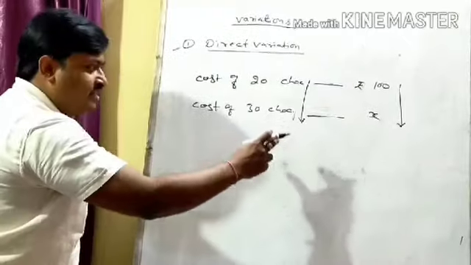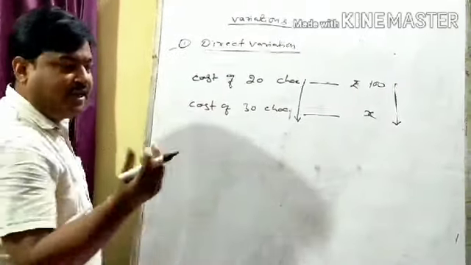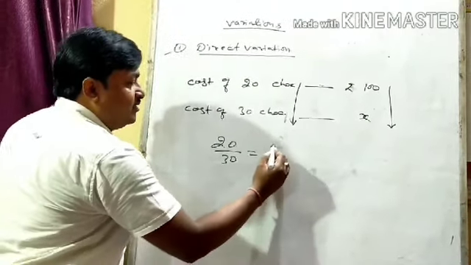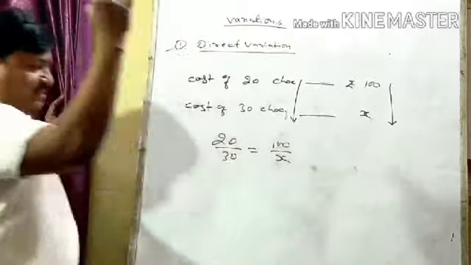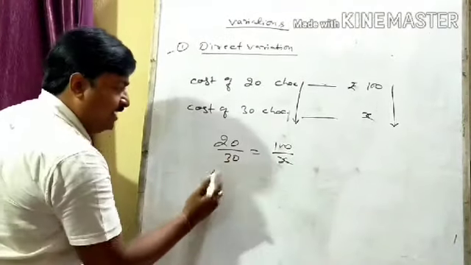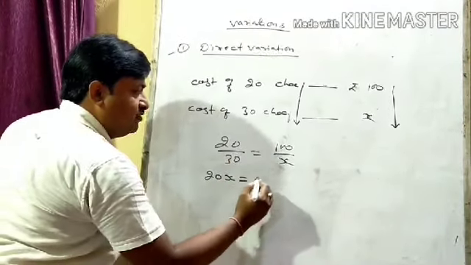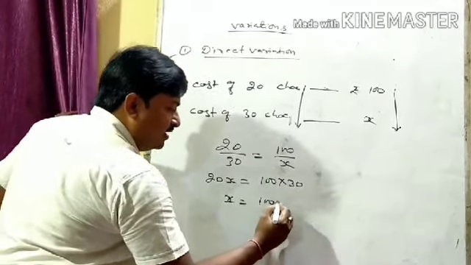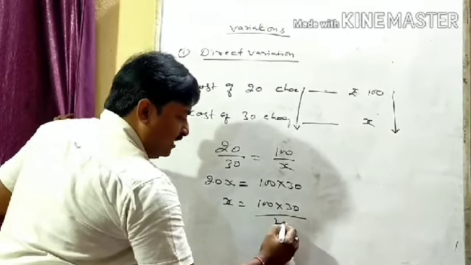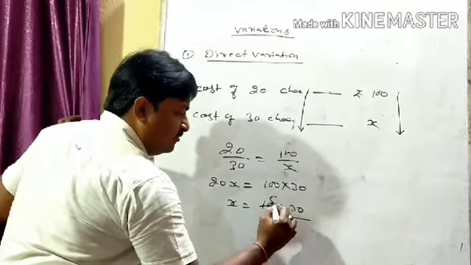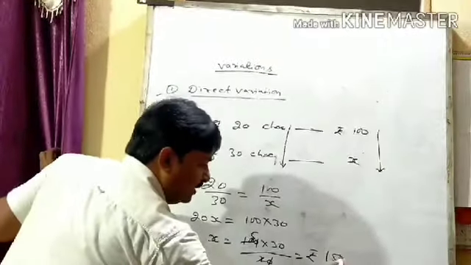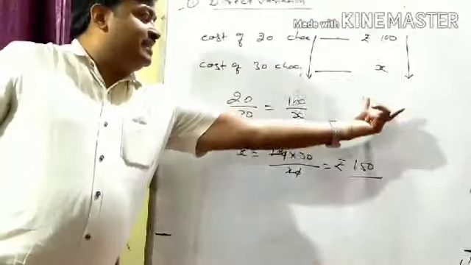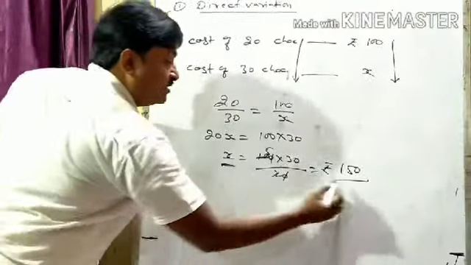To solve such questions we use the arrow method. It is very easy to solve. It is 20 by 30 is equal to 100 by X. Therefore, by cross multiplying, 20 into X is equal to 100 into 30. X is equal to 100 into 30 by 20. 0, 0, 2, 5 are 10. 5 into 30 is rupees 150. So an increase in one quantity will also cause an increase in the other quantity. Therefore, the value of X is 150.